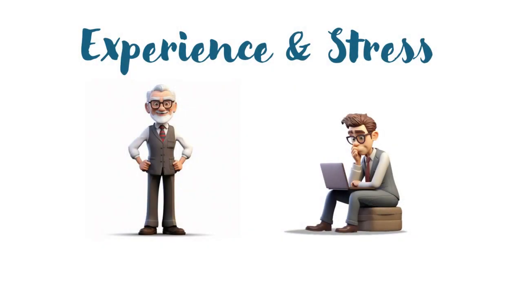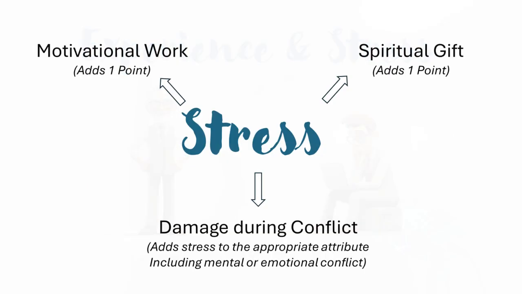In the game that I'm making, there are two metacurrencies, which is really just one, but earned in two different ways. One is experience, and the other one is stress. So stress is gained when a character gets damage in conflict, whether physical, emotional, or mental, and also whenever they use a motivational work or a spiritual gift. They gain a point of stress according to whatever attribute it sits in.